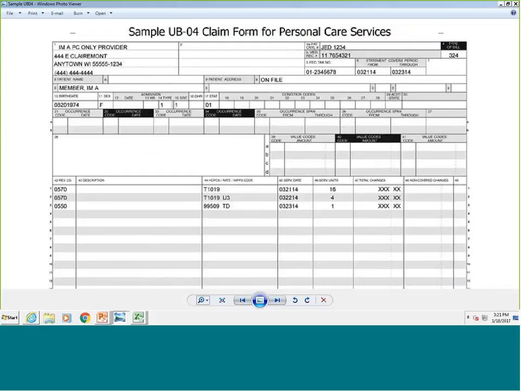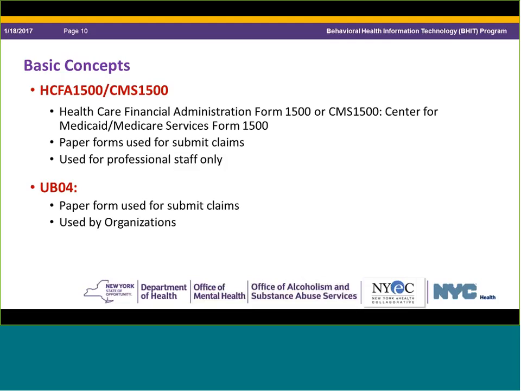So this is the UB04. This is the form that HCBS providers would be using if they submit it on paper. Correct. And it captures all the demographic information up on top, and in the center of the screen you could see the billing information, codes, the dates of service, the charges, which are X's here. This information will get sent to the MCO. MCO would then process it for payment. Good. Okay, let's continue then.